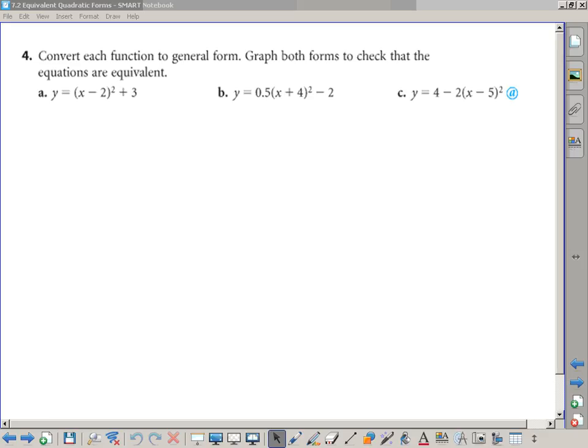Here we go. We're on 4C. This is from the homework on page 390. And they want you here to convert to general form. What form is it in right now? What form is C in right now? Yes, Aaron. Vertex form. Currently it's in vertex form.